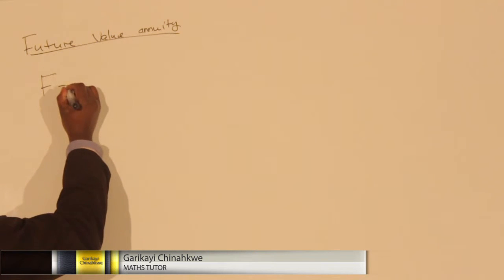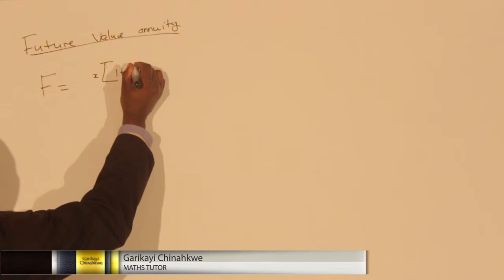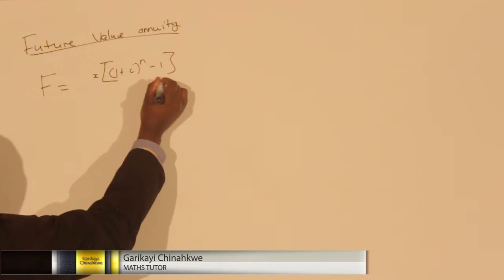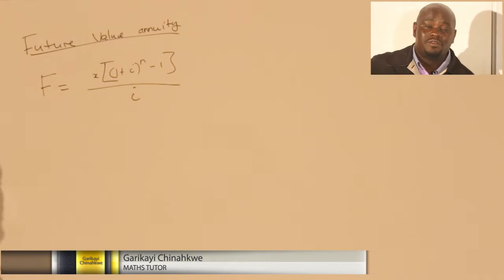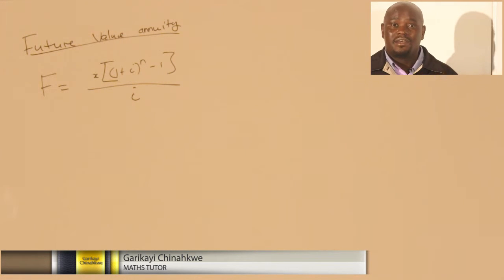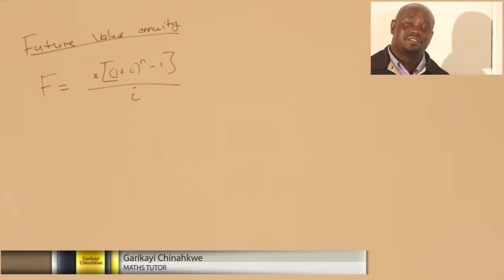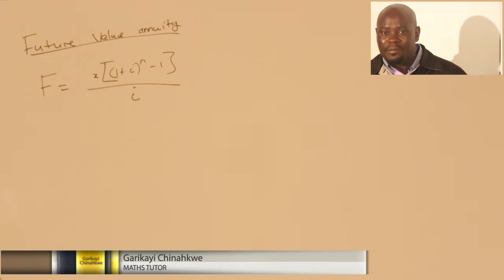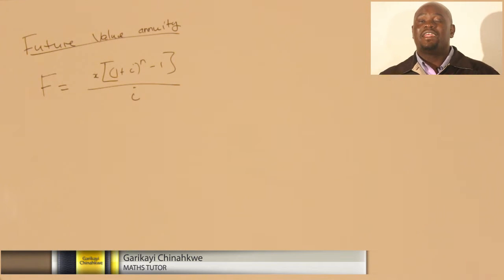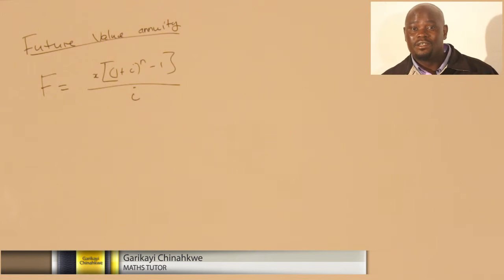F is equal to X in big brackets 1 plus I to the power of n minus 1 over I. That's the future value. So in other words, the future value involves someone depositing on a regular basis, maybe monthly, quarterly, or yearly. And at the end of the period, that person is going to get a large sum of money, and that big amount of money we call the future value.